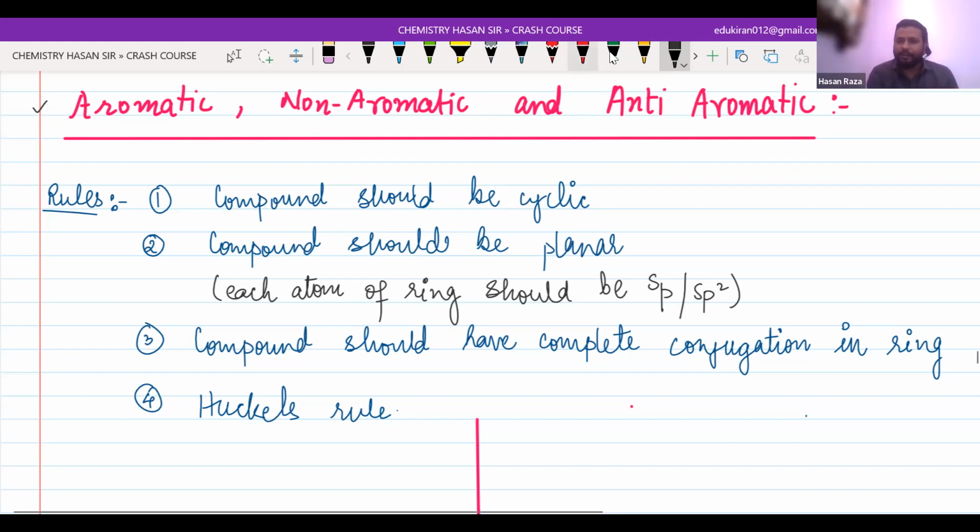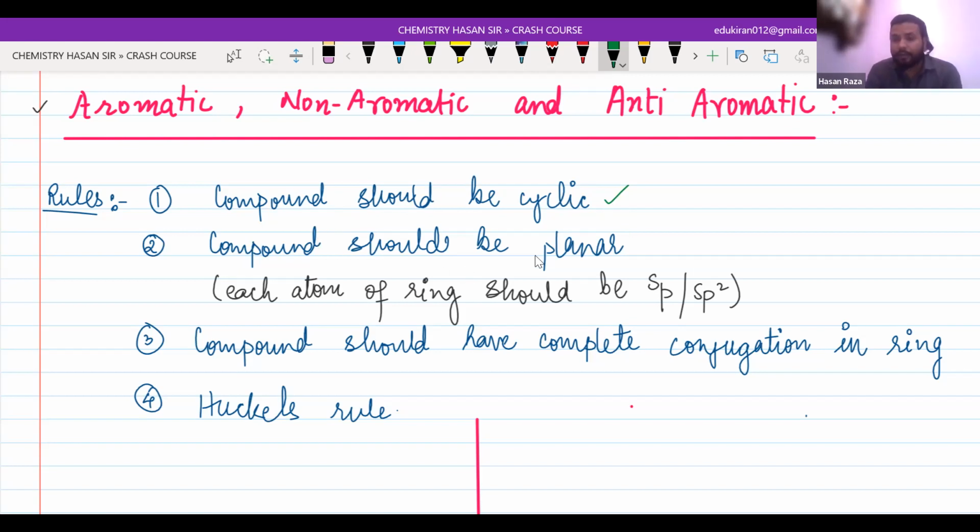The first condition is that the compound should be cyclic. If a compound is not cyclic, that means it is non-aromatic. First of all, you need to take care of this: if any one of the 4 rules fails, then it is non-aromatic. चारों में से कोई भी एक फेल हुआ, that means it is non-aromatic. Is that clear? So the compound should be cyclic.